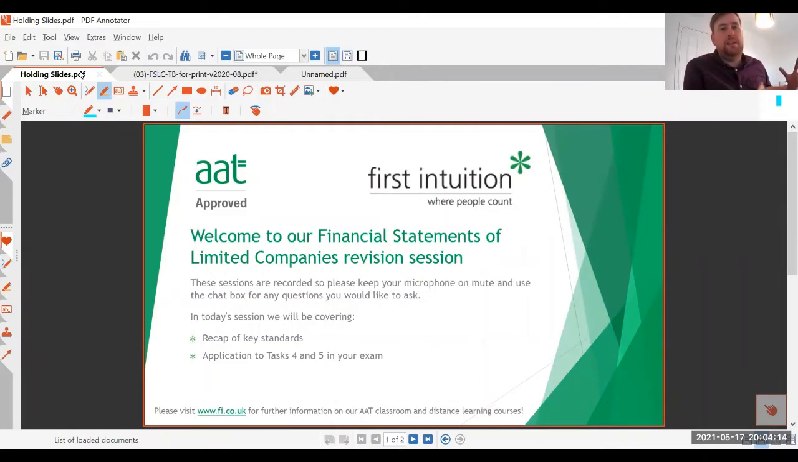Before seeing it in some exam style context, it's primarily going to come up directly tested within tasks 4 and 5. That's not to say it can't crop up in other areas as well, but your tasks 4 and 5 are going to be built largely around your understanding of these standards. So definitely the most important questions when it comes to accounting standards. All right, we'll get straight into it.